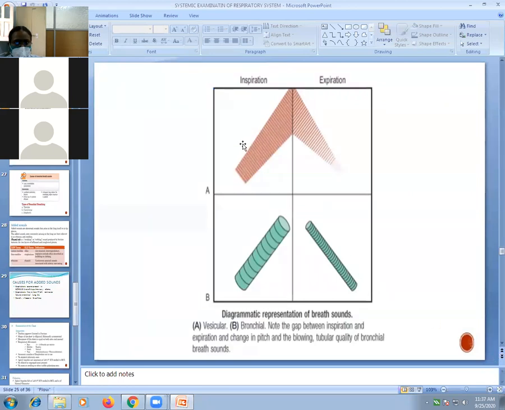See, this is vesicular breathing. Inspiration is active and more prolonged. Expiration is short, passive, and there is no gap. Here, inspiration and expiration are equal, or expiration is more prolonged, and there is a gap in between inspiration and expiration. So this is bronchial breathing. This is vesicular breathing. Vesicular is normal, bronchial is abnormal.